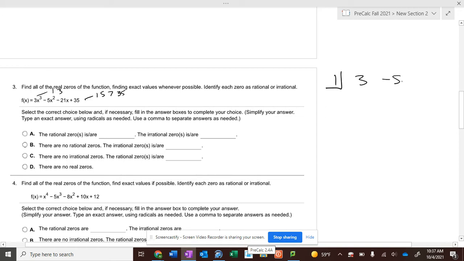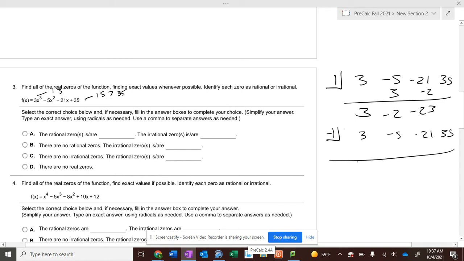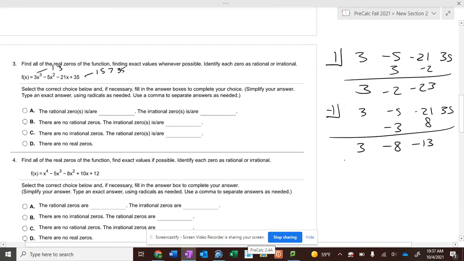So it's 3, -5, -21, 35. Okay? So 3 gives me a 3, a -2, a -2, a -23. Not going to work, will it? Then we try -1. 3, -5, -21, 35. 3 gives us a -3, a -8, an 8, a -13. Not going to work. So then we have to try a 3 and a -3, and we just keep going. Okay?